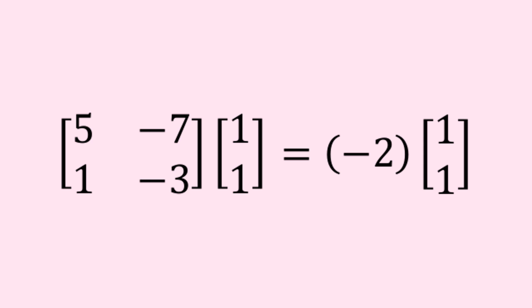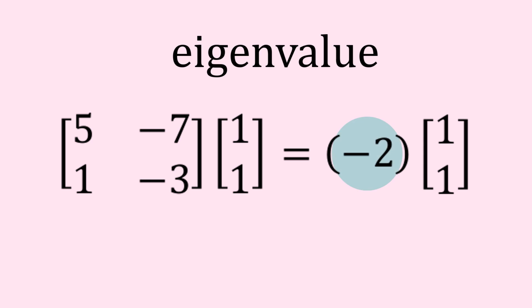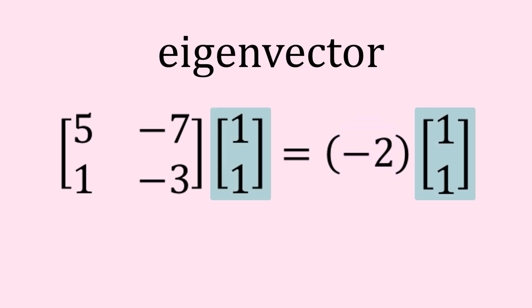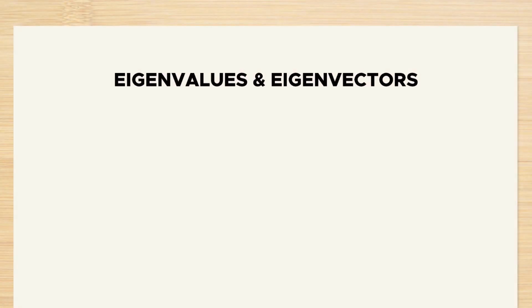Although this trick does not happen all the time. When it does work, we have special names for these things. The scalar is called an eigenvalue, and the vector is called an eigenvector. This lesson is about how to find eigenvalues and eigenvectors when given matrices.